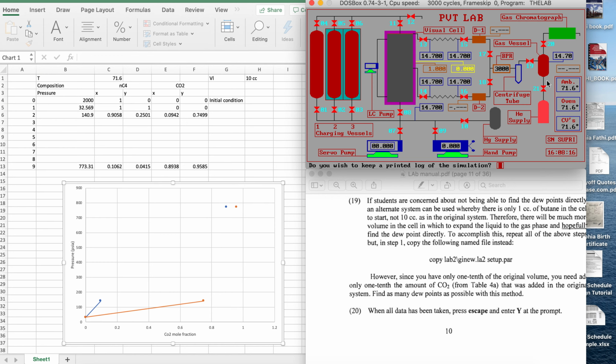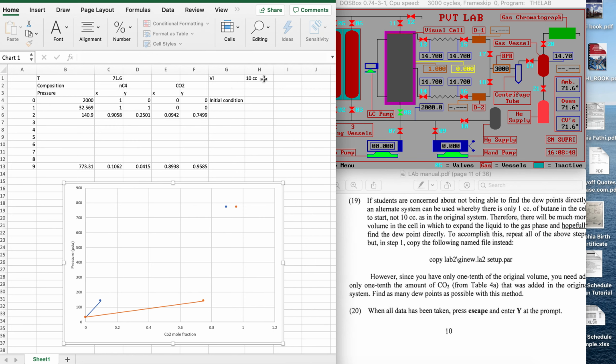When I do this, now what I have is only 1 cc. If I look at the composition of this, still I have 100% liquid N-butane. I look at the pressure. So I open valve 8. The pressure is 2000, so the pressure is correct. I didn't have any CO2. The temperature is 71.6. The only thing is, instead of 10 cc's, now I have only 1 cc.